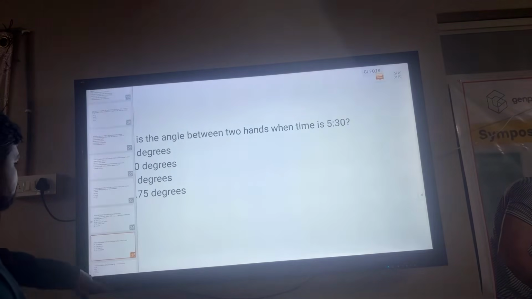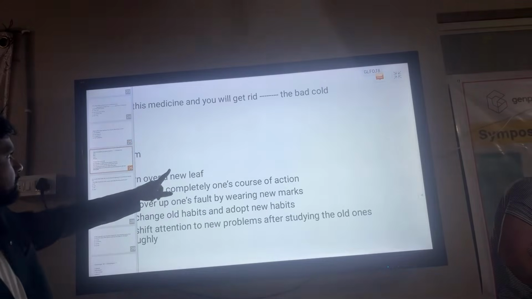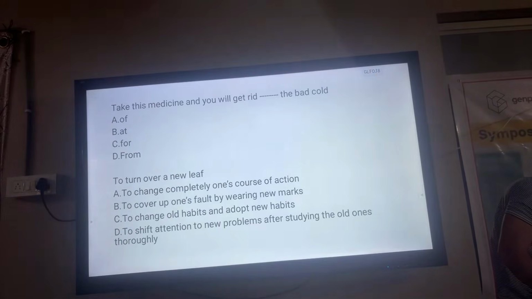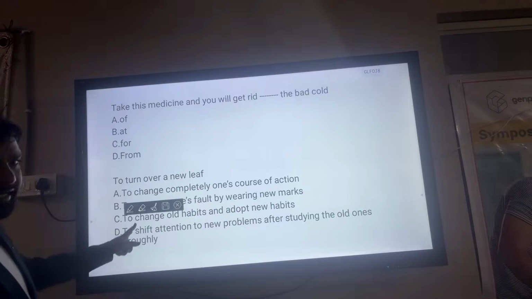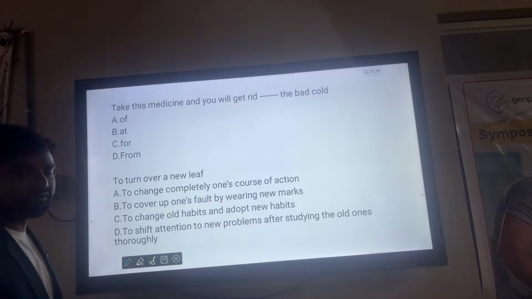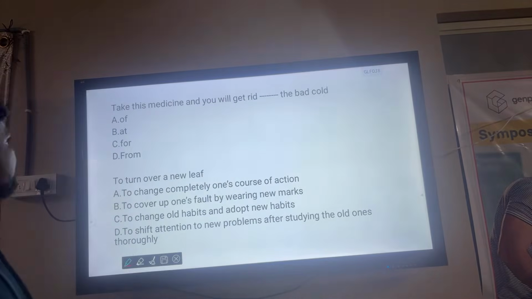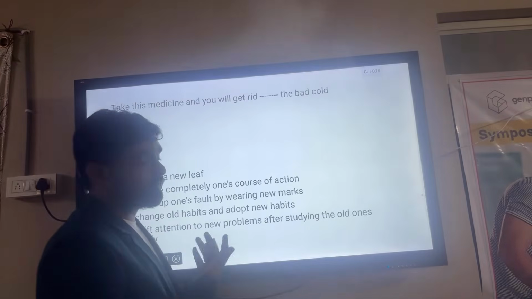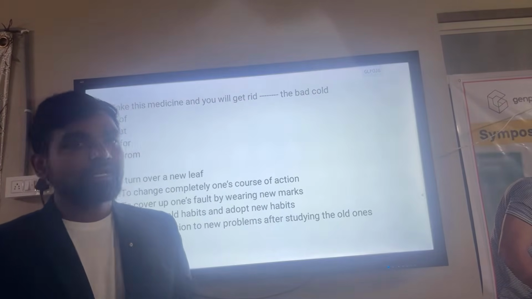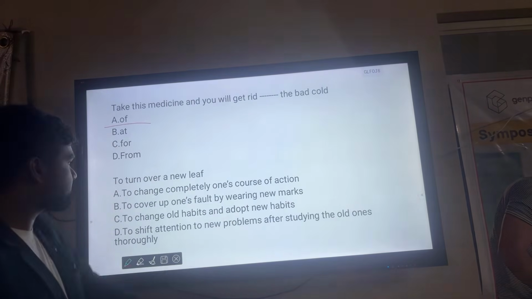Can you answer the next question? Take this medicine and you will get rid dash. "Get rid of" is very famous. Get rid of is nothing but remove unwanted things. Take this medicine and you will get rid of the bad cold. That means if you take the medicine, it will remove the bad cold. Get rid of. Very famous.